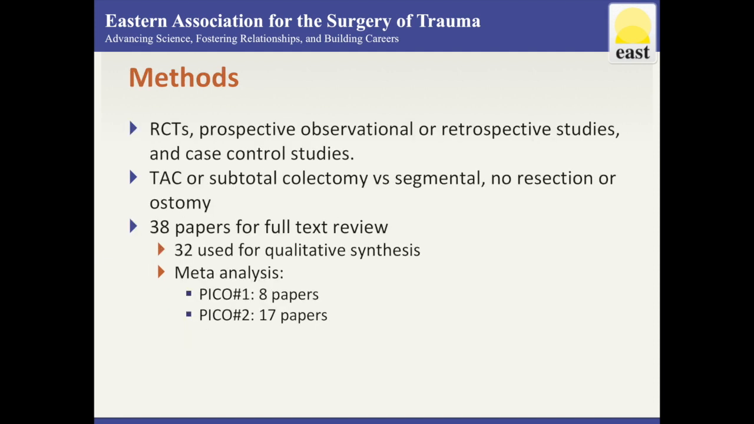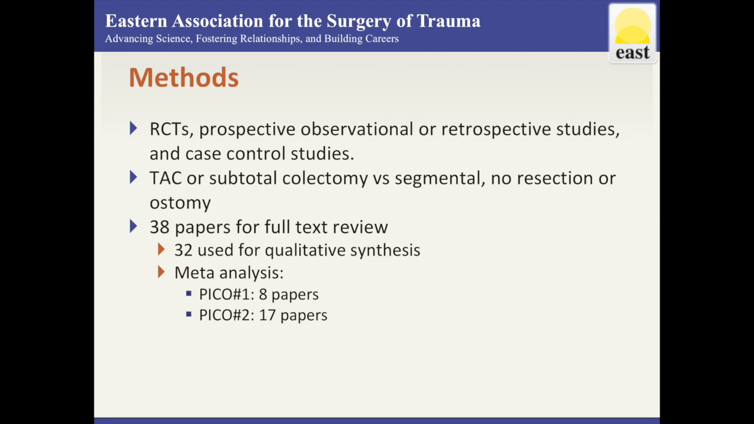For the literature search, MeSH terms alone or in combination were used, including Clostridium difficile, colitis, colectomy, surgery, and mortality. The related articles function was used to broaden search and scan for all citations. Randomized controlled trials, prospective observational or retrospective studies, and case-controlled studies were included. Total abdominal colectomy or subtotal colectomy were compared to exploration, ostomy, or segmental resection.